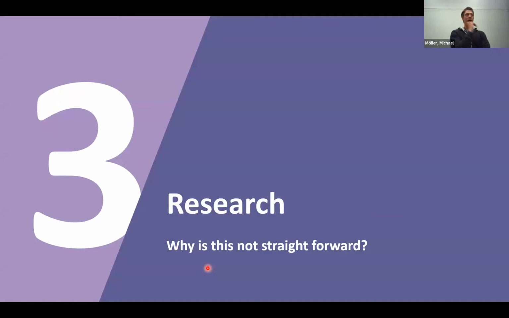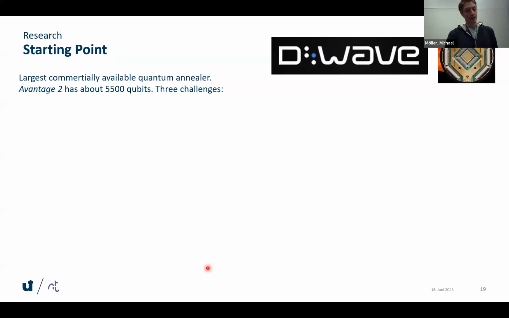So, why am I not done here, and why were Tolga and I advertising that there is still a lot to be done? This might seem solved now. It's not. So what is our starting point? The nice thing is we are actually getting to the point where we can solve problems of practically relevant size on actual quantum hardware. The largest commercially available quantum annealer comes from the company D-Wave. It's called Advantage. I think Advantage 2 is wrong, but I'll be corrected on this in an hour or so.